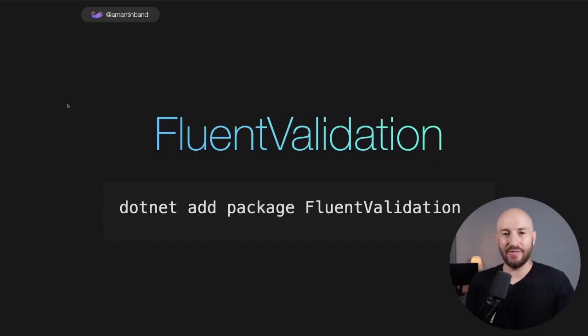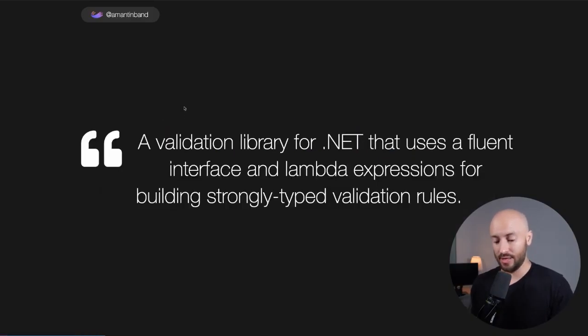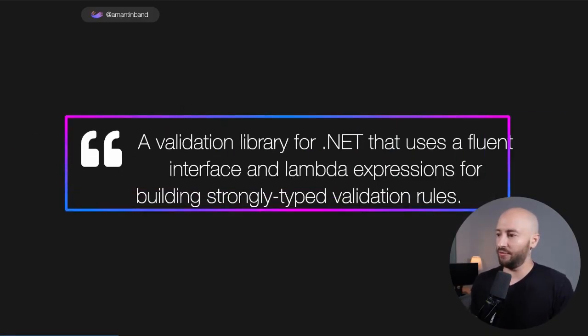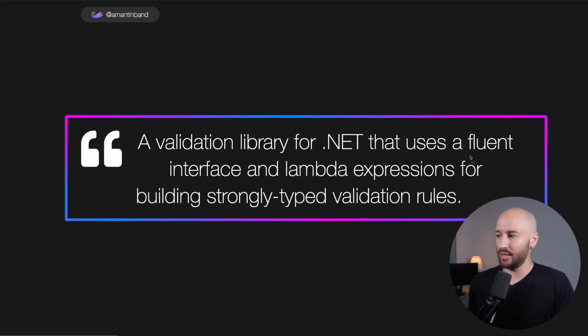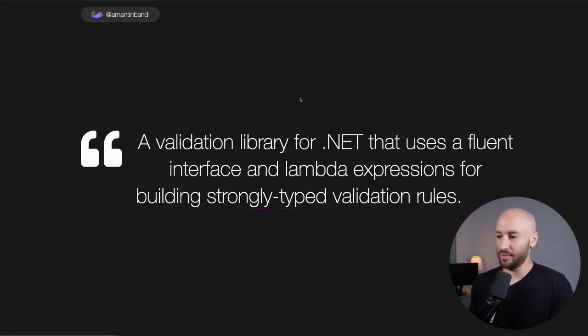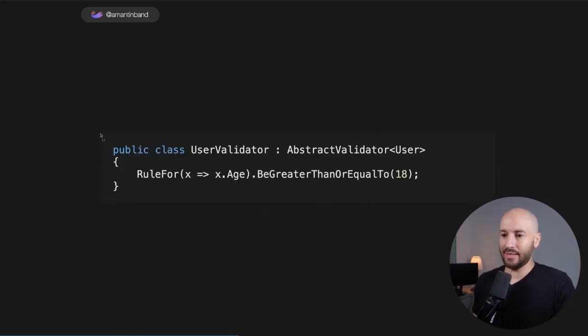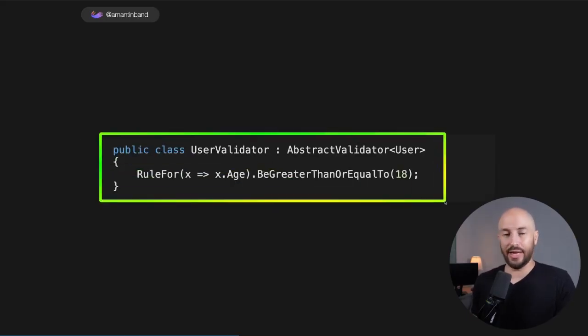Fluent validation is a very popular NuGet package written by Jeremy Skinner, and it allows us to write validation rules in a fluent way. So over here we have the definition from the GitHub repository. Basically, we can use the fluent interface that we have and lambda expressions for building strongly typed validation rules. So this is not trivial if you've been using attributes for model validation or something like that. So let's jump right in and take a look at what one of these validators can look like.